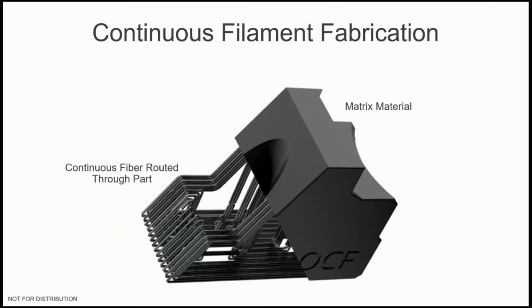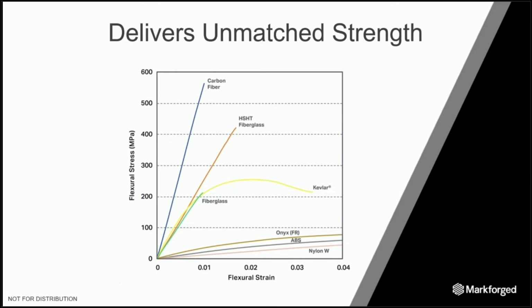This is how the actual product works. So we reinforce the continuous fibers and route them through the part, and then we blend those with the matrix material of our Onyx. Here's a strength chart. So basically you can see most printers typically fall into the ABS, which is the second from the bottom line. Our Onyx improves that. And then when we add in continuous fibers, whether it be Kevlar, fiberglass, high strength, high temperature fiberglass, or carbon fiber, we bring a different blend of strength and results.